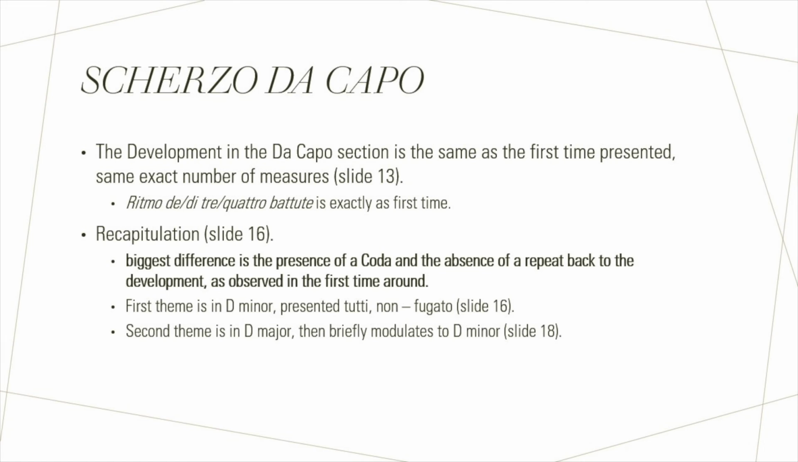The development in the da capo section and the recapitulation are exactly the same. They have the same exact number of measures, the same markings, etc. The biggest difference, though, is the presence of an actual coda. Up until this point, I had been calling them codettas, but this coda has an absence of repeating back to the development. And of course, within the recap, the first theme is still in D minor, and the second theme is in D major and briefly modulates to D minor.